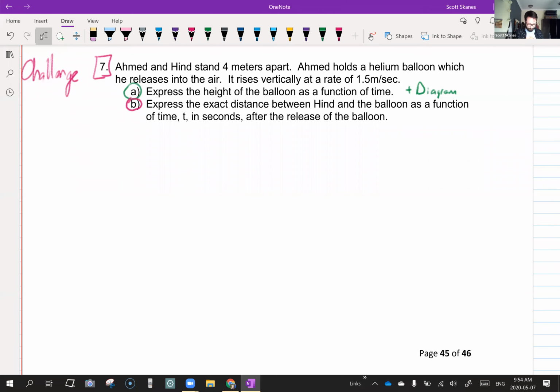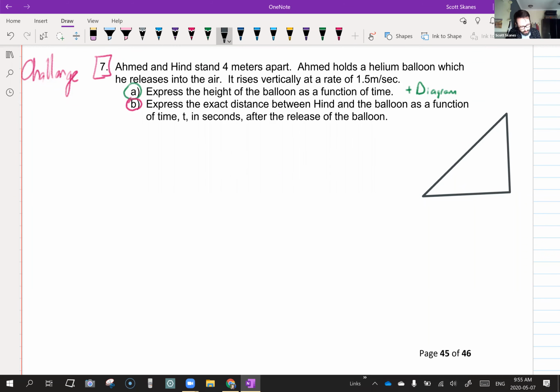Okay. I've got to draw a picture, because if I don't draw a picture here, I'm not going to have a clue what's going on. So I've managed to figure out that this is a triangle. The reason I know that is because they're standing 4 meters apart, and one of them is letting go of the balloon, and it's going up. So if they're standing apart and one is going up, what shape does that make? It makes a triangle.